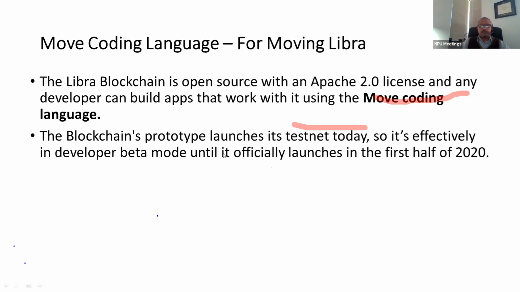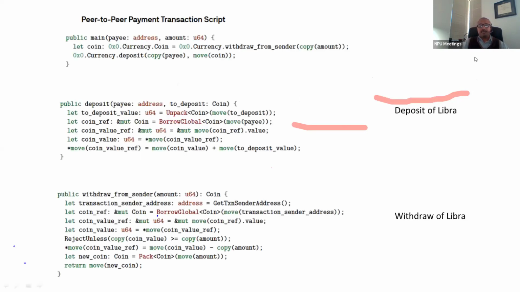So the prototype launched today. Now there is a test network. You can test it, so that will help you. I managed to get some examples from that white paper to show you examples of the programming language. Let me see if I can get rid of this.